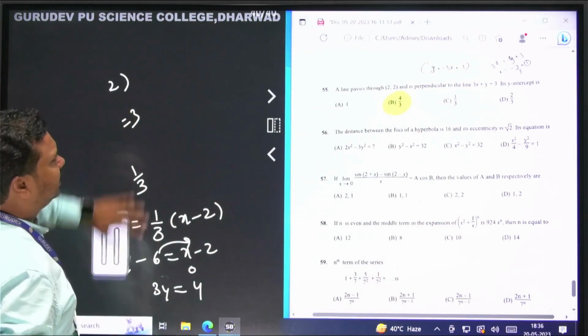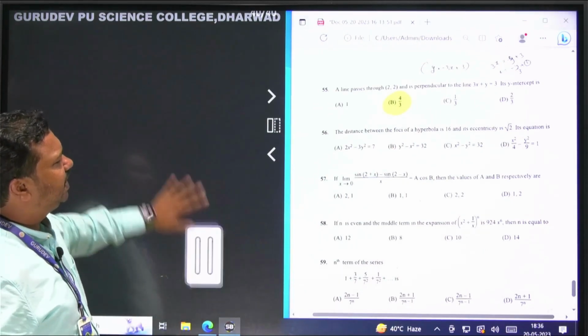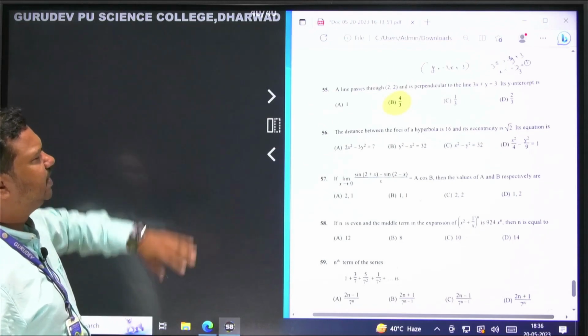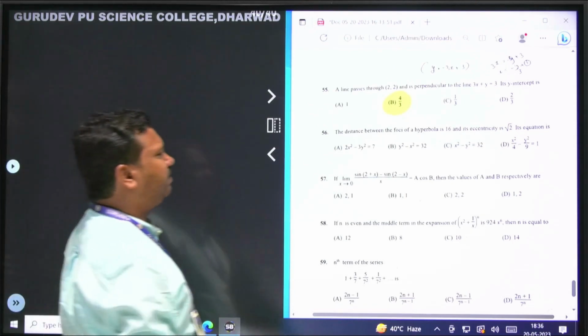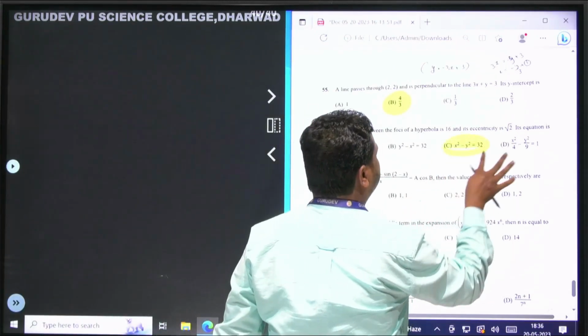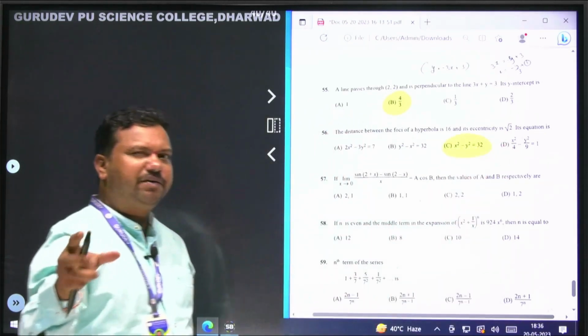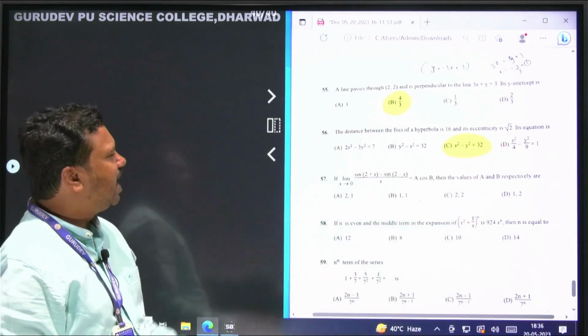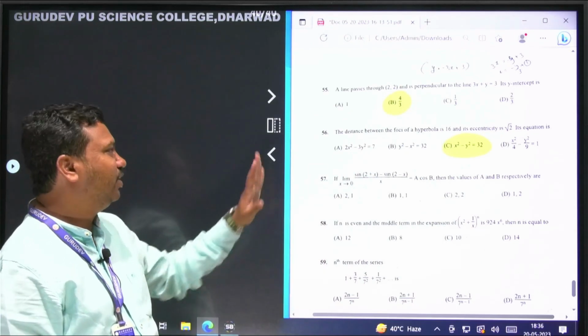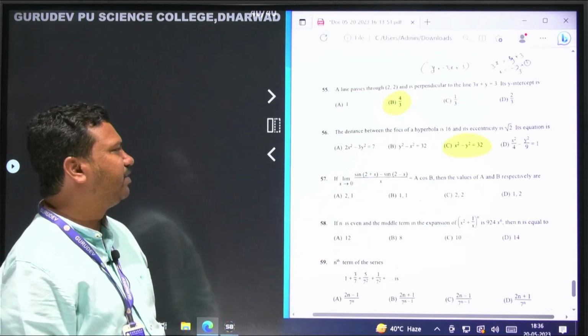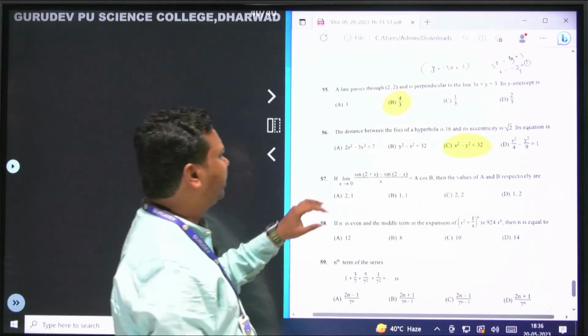Done. The distance between the foci of a hyperbola is 16 and its eccentricity is given as √2. So you have to solve it. You will get x² - y² equal to 32. It is a slightly difficult topic, conic sections, and they have asked a hyperbola question. It takes some time for me too, but of course you can solve it. It is not that you cannot solve it, you can take your time.